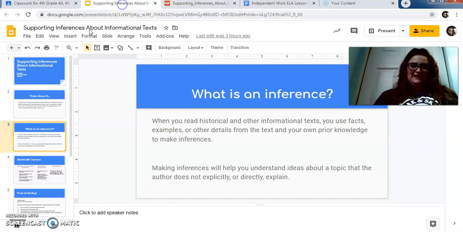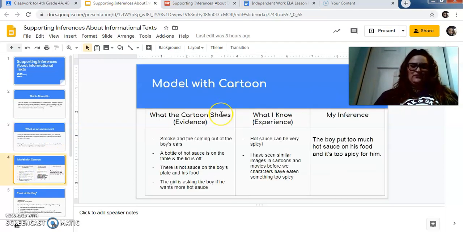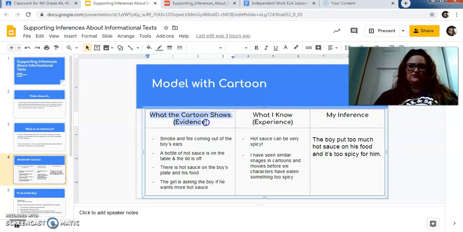So when I look at the cartoon, what I just did for you is I'm doing what the cartoon shows, so the evidence. I told you already, the smoke and fire coming out of the boy's ears, a bottle of hot sauce on the table, the lid is off. There's hot sauce on the boy's plate and his food, and the girl is asking the boy if he wants more hot sauce. You already know he has some.